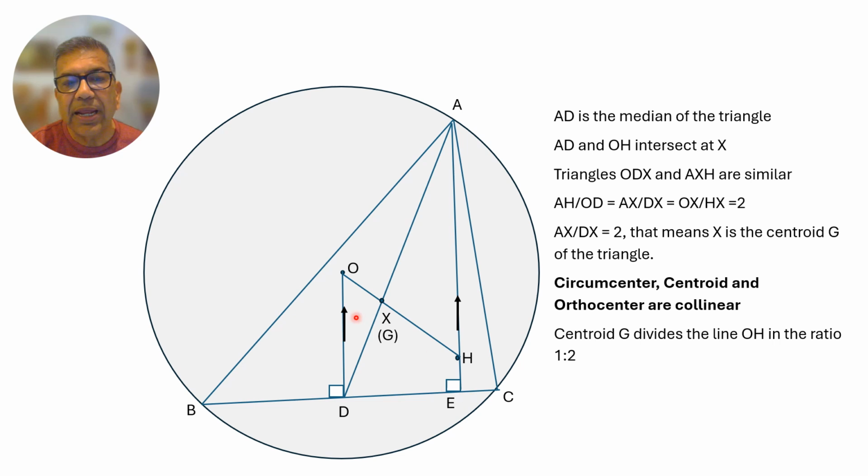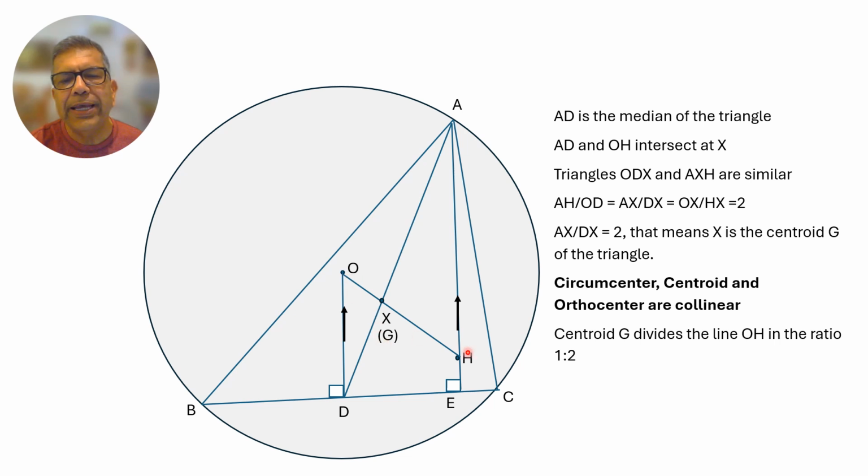In the previous slide I have shown AH over OD is 2. The length AH is twice the length OD. That means the length AX is twice DX. That means X has to be the centroid of the triangle, because the centroid is the one that divides the median in the ratio 1 to 2. So the intersection must be the centroid G.